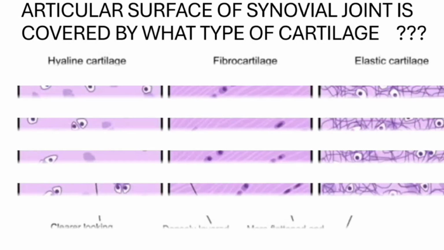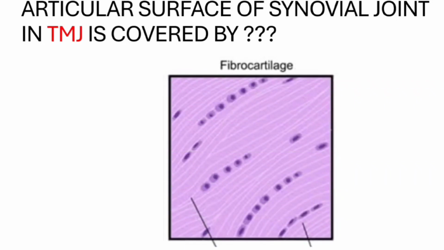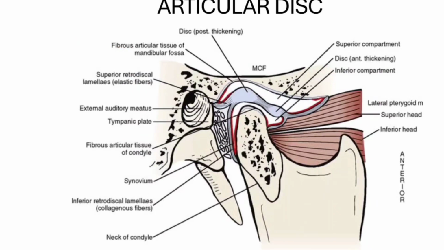Now, normally, the articular surface of a synovial joint is covered by what type of cartilage? It is mainly covered by hyaline cartilage. But in the temporomandibular joint, it is covered by fibrocartilage. So, about the articular disc and the ligaments, you will see in the second part.